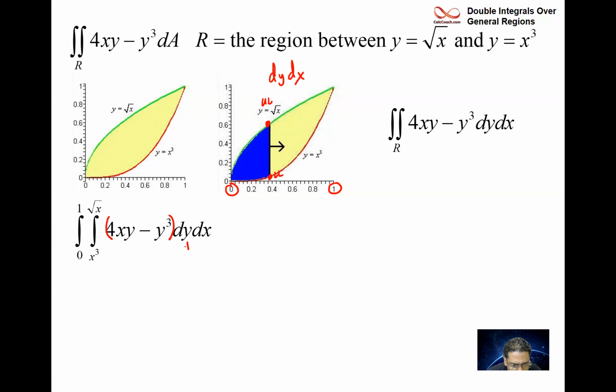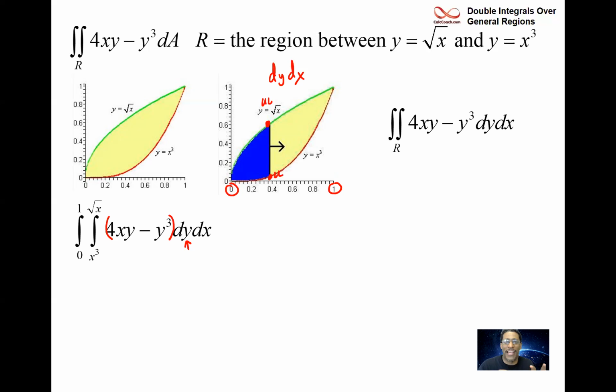Our first integral is y. How do you do an antiderivative? Well, how do you do a derivative? You hold the other variable constant. Same thing for antiderivative. Hold the other variable constant. So I want to integrate with respect to y. I have 4xy. I treat that x like I treat that 4. Leave it. Focus on the y.